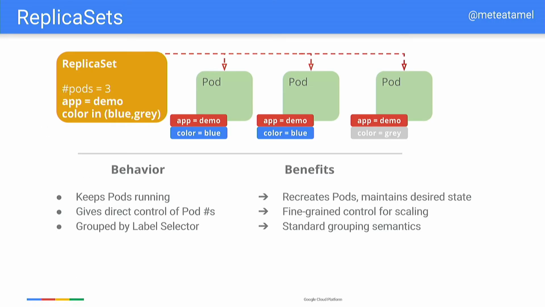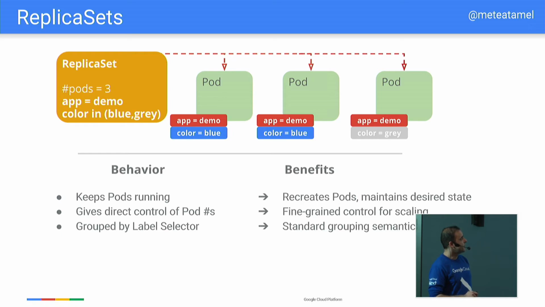So in this case, for example, I want my replica set with 3 pods, and the labels are app equals demo, and color can be blue or gray. As you can see, I have 3 pods, they all have app equals demo, and then some of them have color blue and some of them have color gray. Replica set will make sure that that's the case, okay?